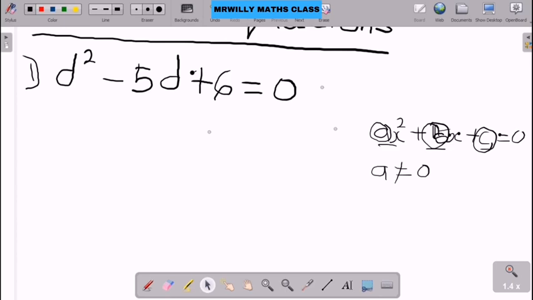Now, the first thing is that you need to identify the a, the b, and the c. Our variable for this question is d, not x. So the coefficient of d squared, according to the example, is plus 1, while the b is minus 5, and c, the constant, is plus 6.